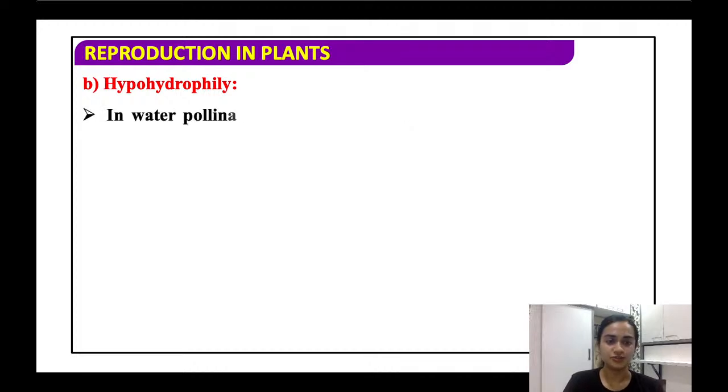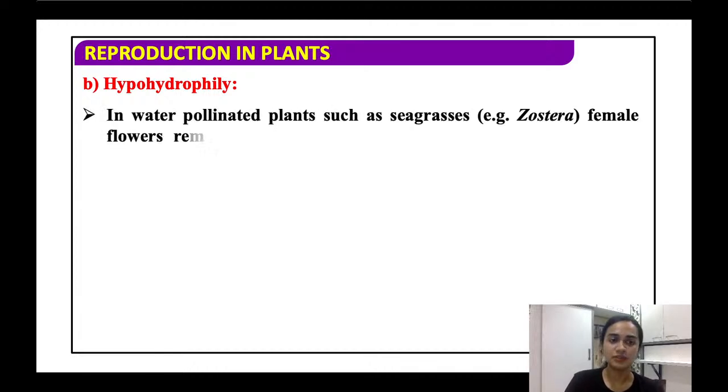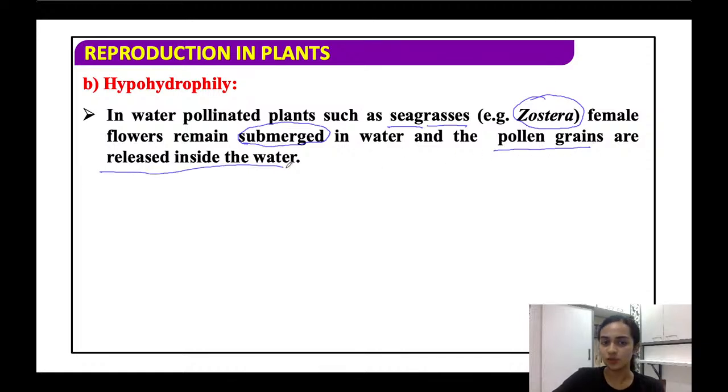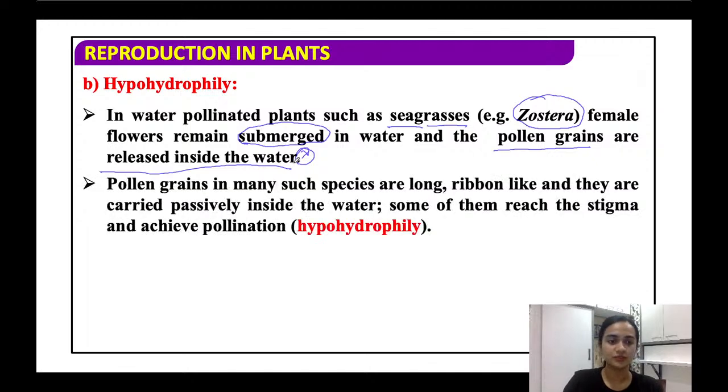Now, hypohydrophily. Let us see how it is different from the previous one. You need to remember the examples; I stress on it again. Sea grasses such as Zostera. What happens is that the female flowers remain submerged in water. Previously, what we saw was that the female flower rises above the water level. Here, they are submerged under the water, and the pollen grains are released inside the water. This is similar to the previous case also.